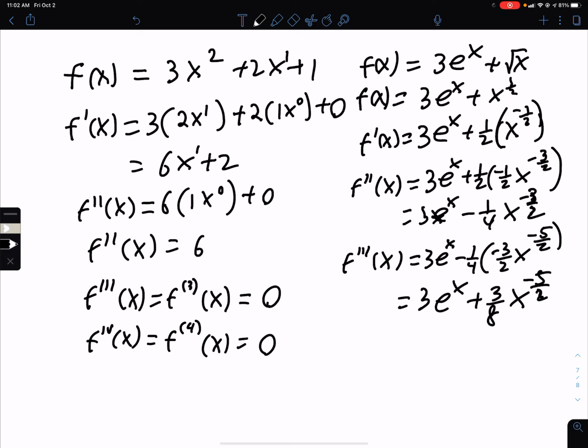I can keep going forever on this, but I'm going to stop here. That's higher order derivatives. Bye.